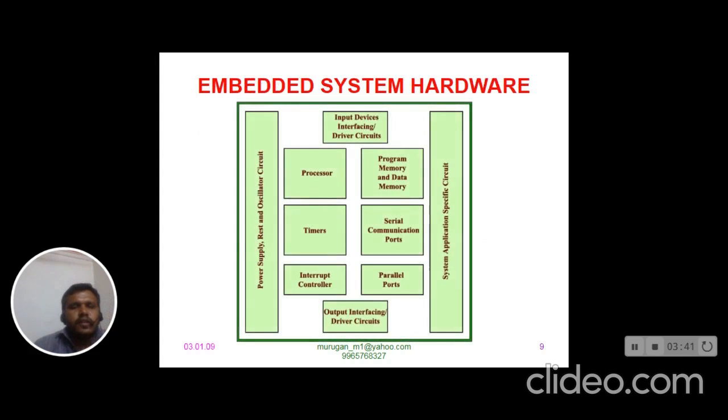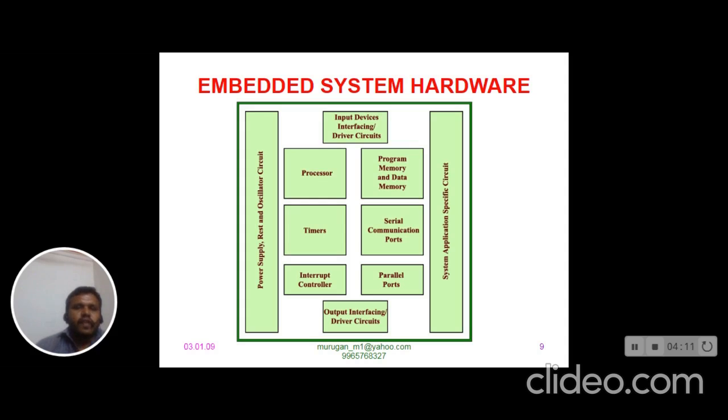Embedded system hardware. It shows the layers of the embedded system hardware. The main circuit board shows a power supply and oscillator circuit, and the output circuit board shows the system application specific software circuit, that is, system application specific circuit.